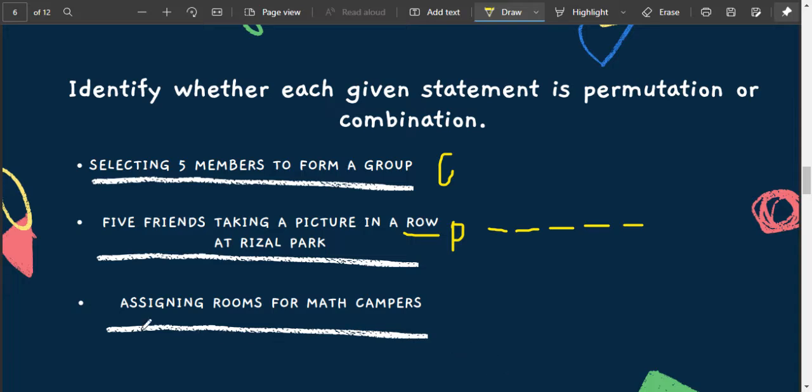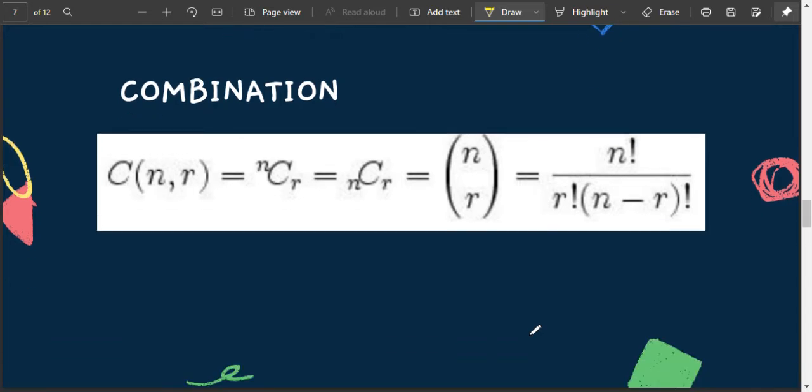Okay? So, third example, assigning rooms for math campers. For example, may math camp sa school ninyo. Tapos, sinabi na, 3 estudyante yung sa room na to. Sa bawat room, tatlong estudyante. Kapag ba namimili kung sino yung 3 estudyante na yon, kailangan ba may top 1, top 2, top 3, or may pagkakasunod-sunod ba na dapat mauuna si ganito kasi top 1 siya eh? Dapat susunod si ganito kasi top 2 siya eh. Hindi naman, di ba? So, therefore, this is combination, kasi walang pagkakasunod-sunod na kailangan. Okay? So, now let's proceed with the formula of finding the combination of objects.